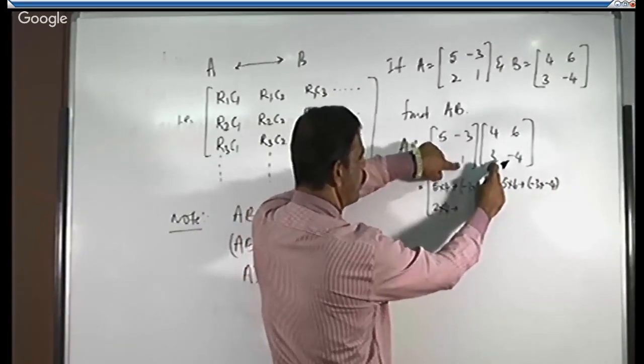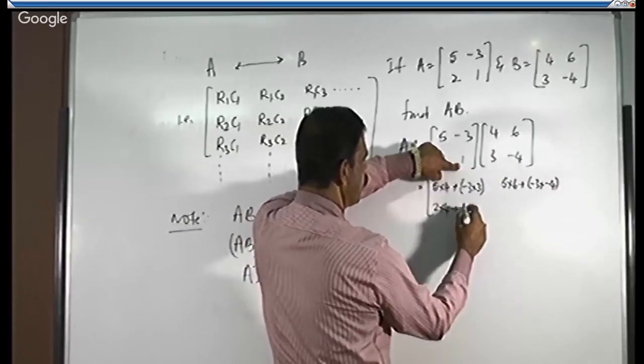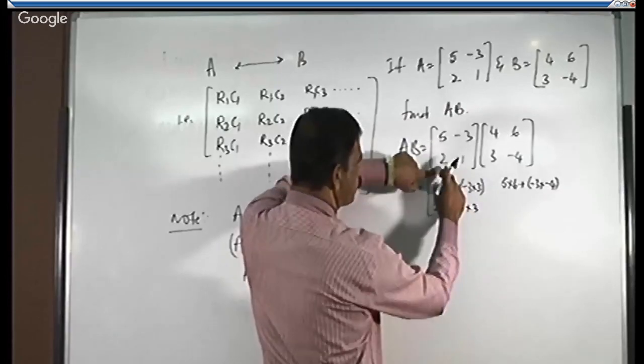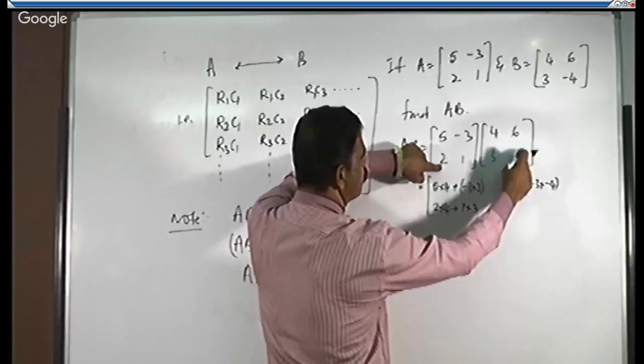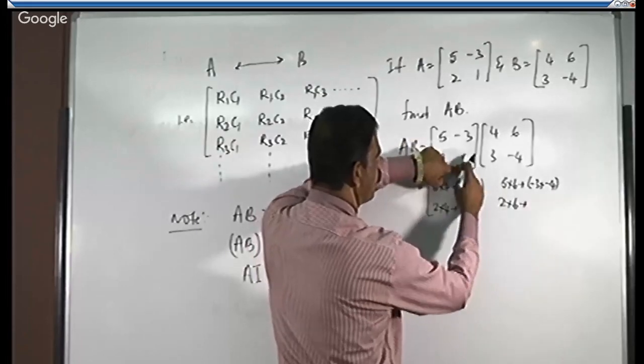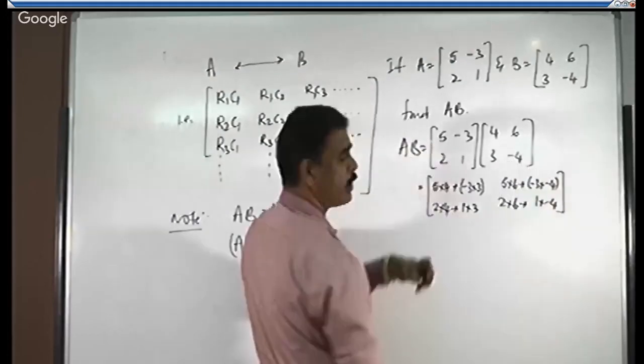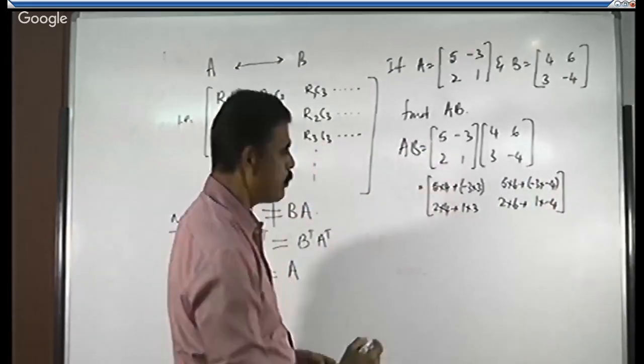Move ahead here, move forward, here move down. 1 into 3. 1 into 3. Next, second row, second column. 2 into 6 plus 1 into minus 4. This is the procedure to have a multiplication.